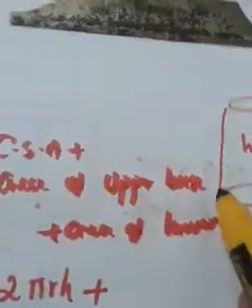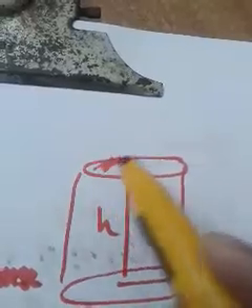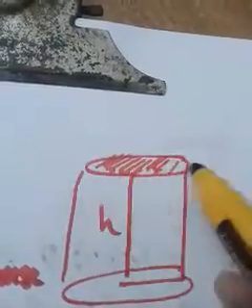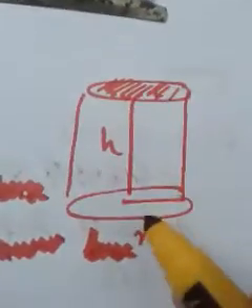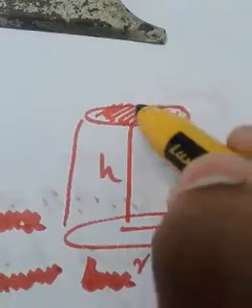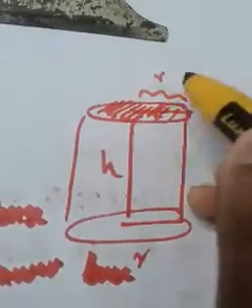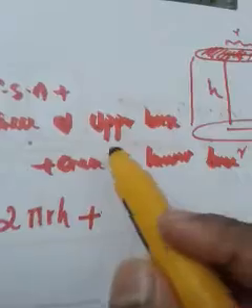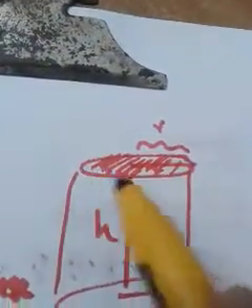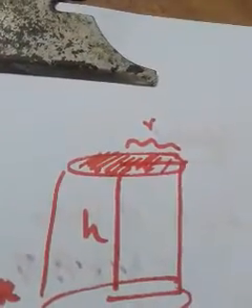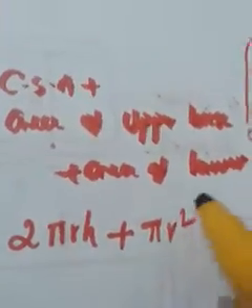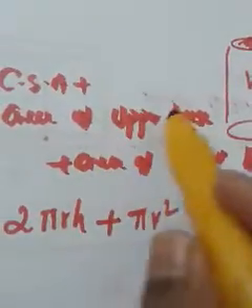And area of upper base, that means we need the area of this portion. And what is that? That is a circle. What is the radius of the circle? Lower circle and upper circle are the same, no? If the lower circle's radius is r, the upper circle's radius will also be r. So area of upper base is nothing but the area of the upper circle, a circle with radius r. What is the formula for calculating the area of a circle with radius r? Yes, you are right, pi r square. So area of upper base is pi r square, because it's a circle with radius r.